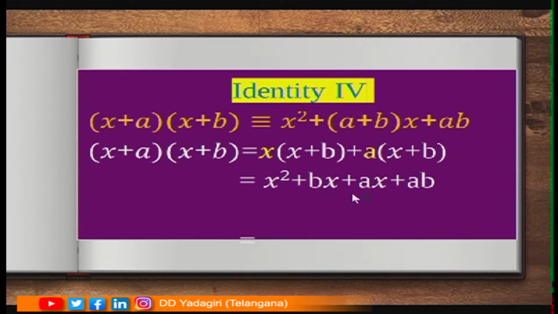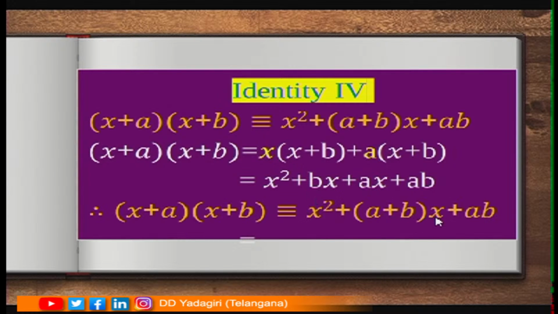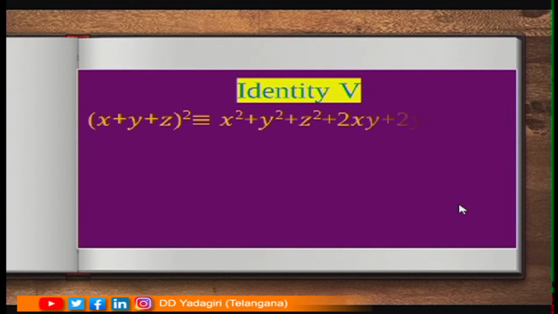So, in these two terms you got x common and you can write this as ax plus bx, or you can simply take it as x square plus a plus b of x plus ab. So, you can write x plus a into x plus b as x square plus a plus b of x plus ab. So, let us go for the next identity. x plus y plus z whole square is x square plus y square plus z square plus 2xy plus 2yz plus 2zx. To prove this result, we take up the first two terms x plus y as t.